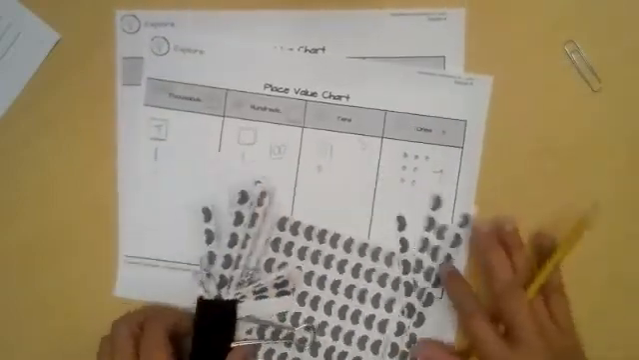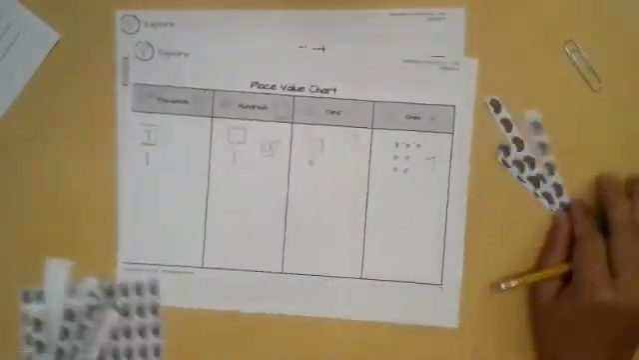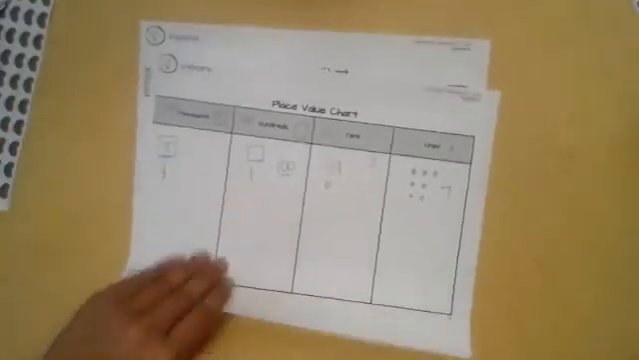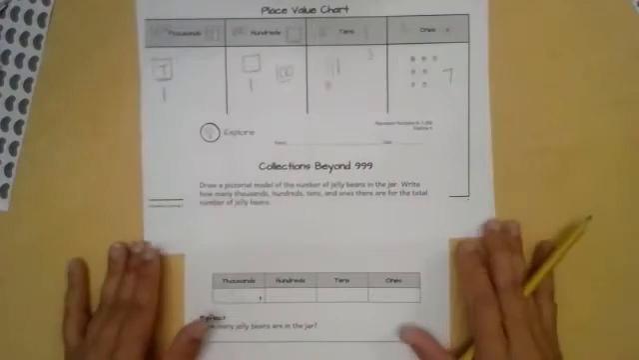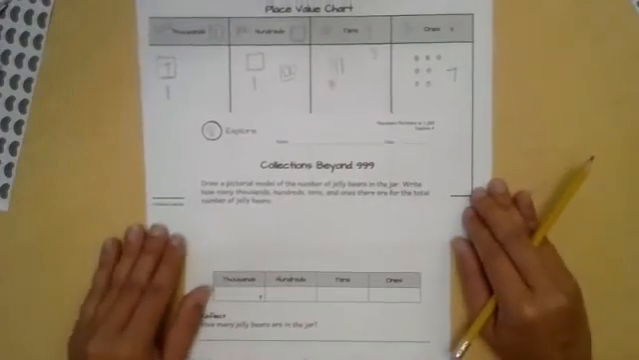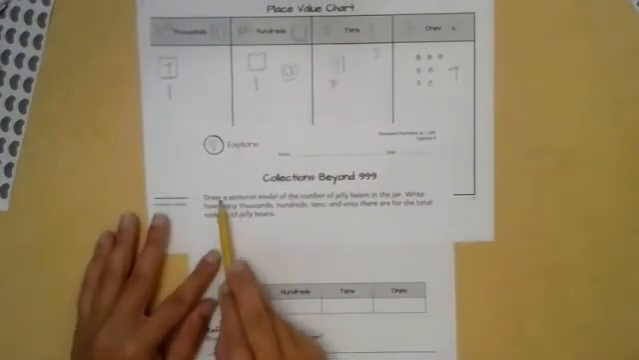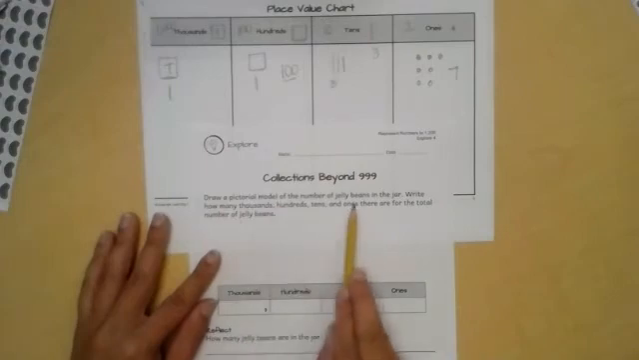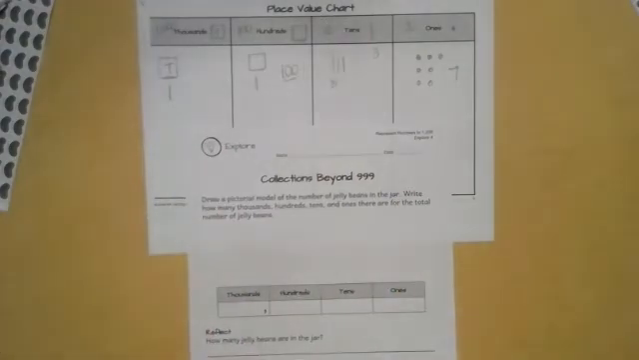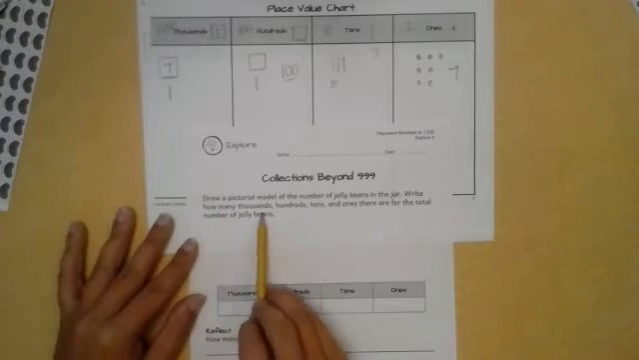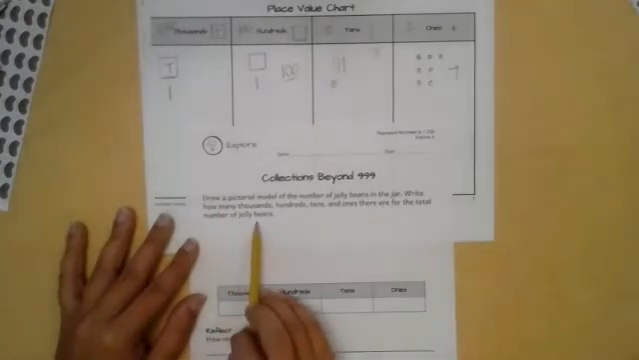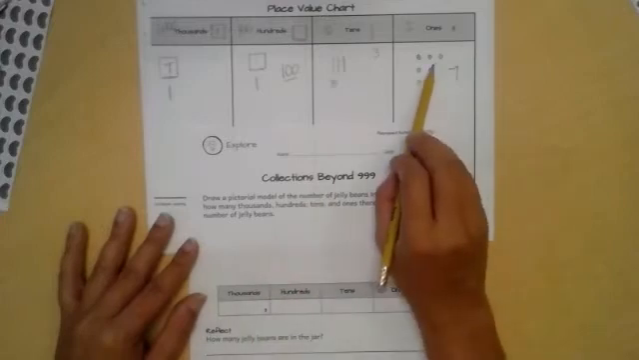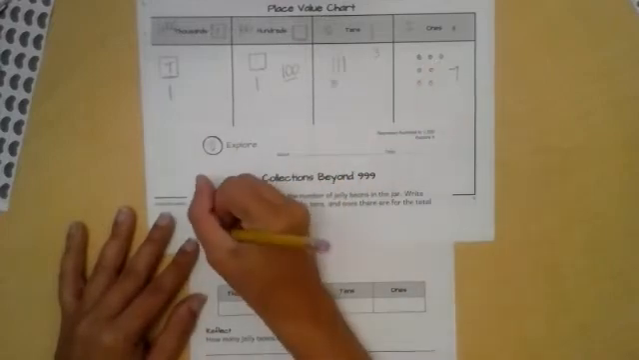Okay, so now we're gonna move all these manipulatives out of the way, clear our desk a little bit, and we're gonna show the Explore, because this is what I'm posting for you. It says, draw a pictorial model of the jelly beans in the jar. Write how many thousands, hundreds, tens, and ones there are for the total number of jelly beans. So we're just gonna redraw what we have in our place value chart.